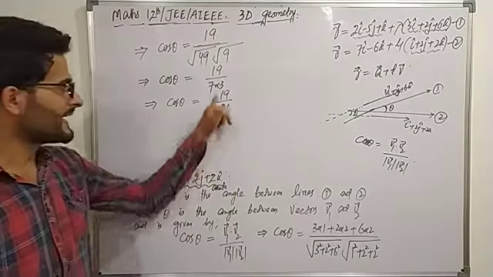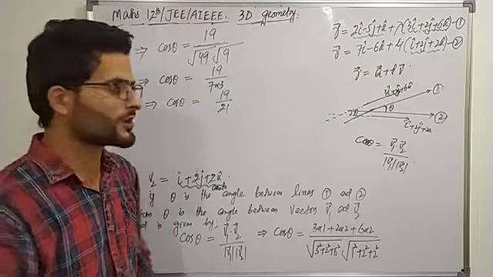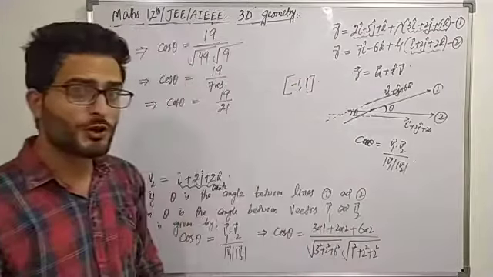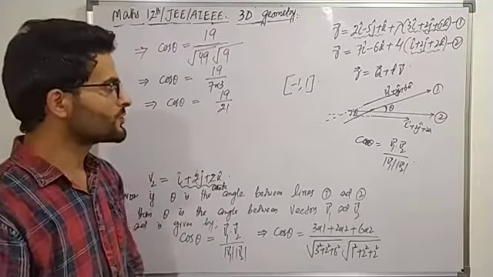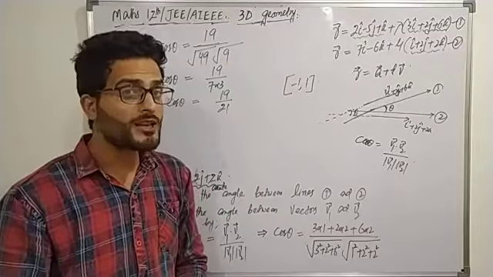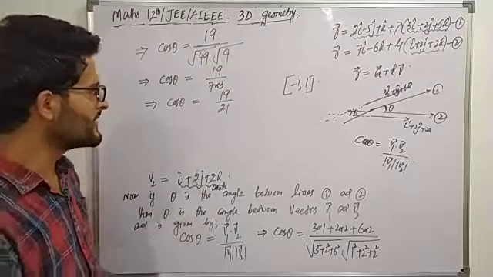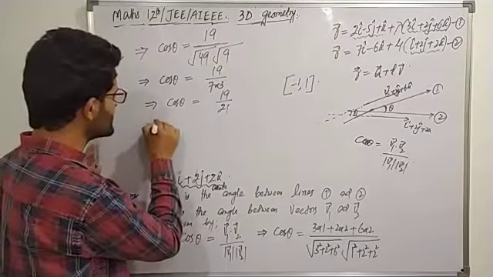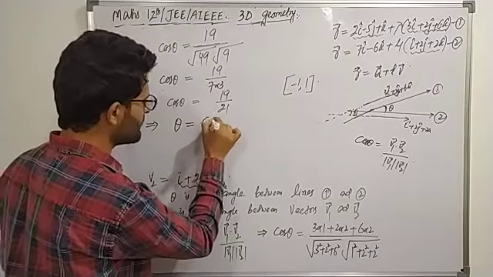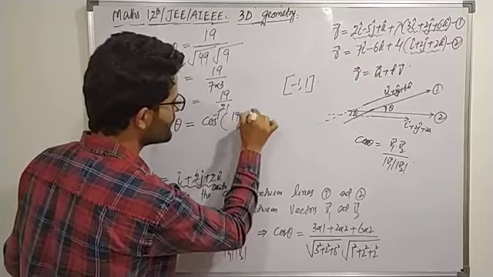Clear? So this 19 divided by 21 must be a real number which must lie in the closed interval minus 1 comma 1, and that is the domain of cos inverse. So its image definitely will lie in the range of cos inverse, means at that time it will become the principal value of cos inverse, and operating cos inverse on both sides, cos inverse and cos will become identity function, theta will remain, so theta must be equal to cos inverse of 19 divided by 21.